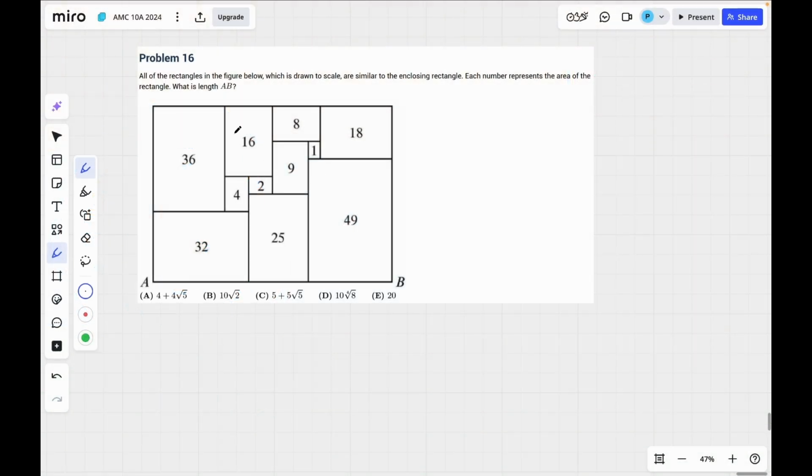Now, problem 16. All of the rectangles in the figure below, which is drawn to scale, are similar to the enclosing rectangle. Each number represents the area of the rectangle. What is length AB?